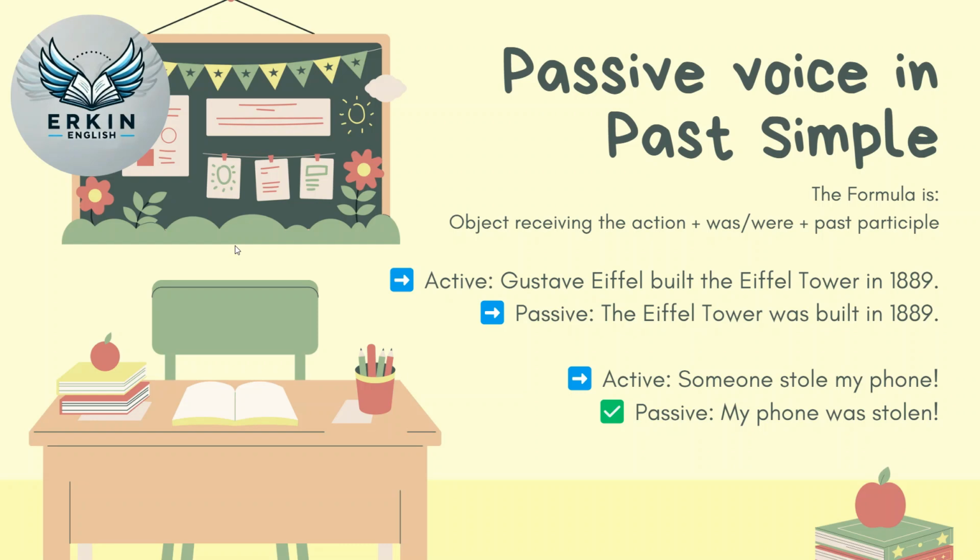Let's take an example. "Gustave Eiffel built the Eiffel Tower in 1889." This example is spoken in active voice. While if we switch to the passive voice, it will change. "The Eiffel Tower was built in 1889."